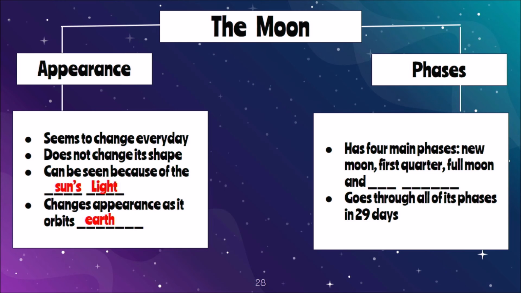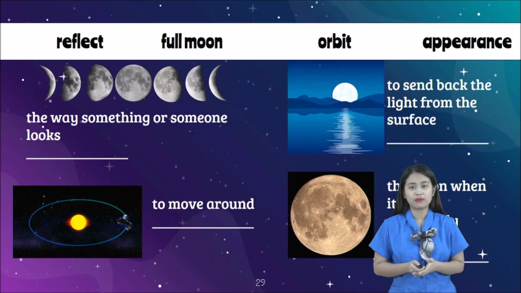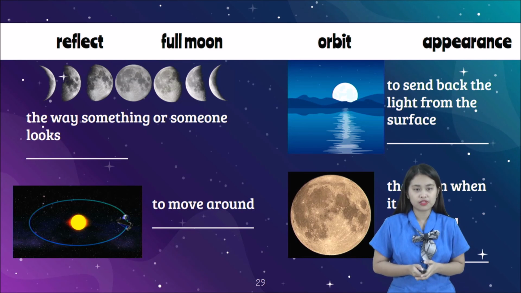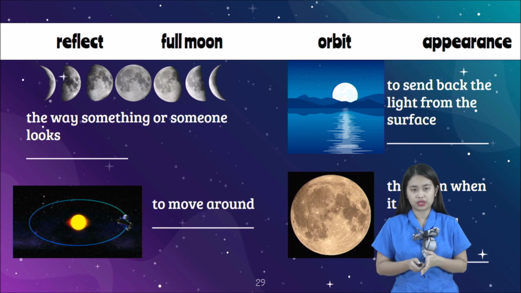Next, let us move on to the right side of the table, which are the phases. So, the moon has 4 main phases. We have the new moon, first quarter, full moon, and the last one is, okay, very good, it is the last quarter. Now, let us answer the next one, which is the vocabulary builder. So, number 1, the way something or someone looks. What is that? Is it reflect, full moon, orbit, or appearance?